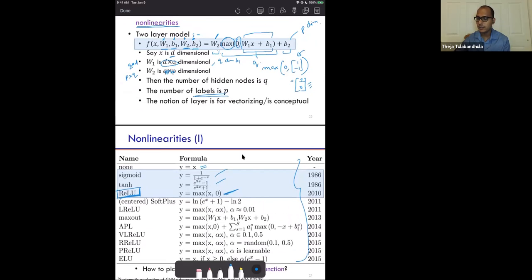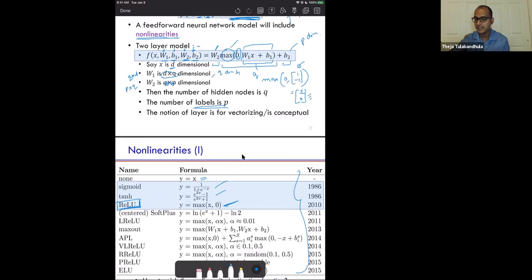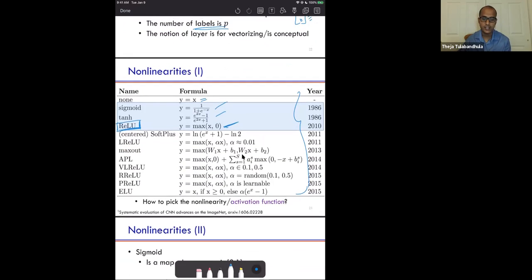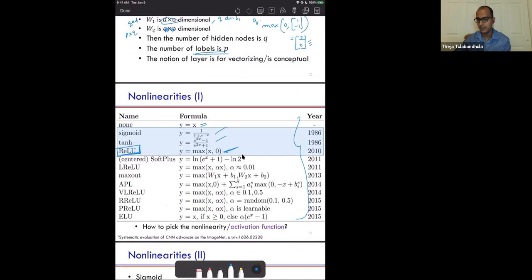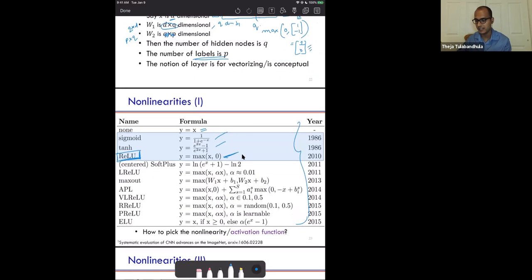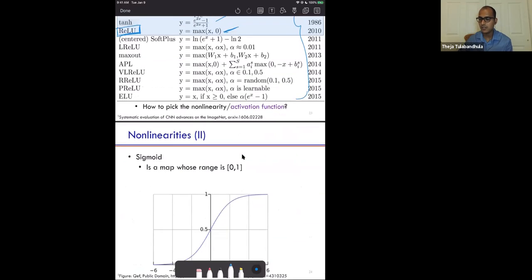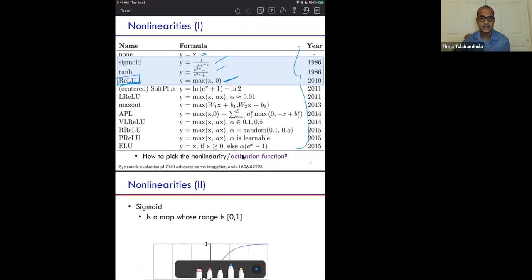And in this two-layer model, I specifically picked max of 0 and whatever the other input is. But why that, right? As I showed you, this is a menu of nonlinearities. So why can't we pick one of these? We can pick them, and certainly then the model will be a different model. Within the class of feedforward neural networks, it will be a different model specification. So let's actually spend some time on these nonlinearities just to get a sense of the nonlinearity aspect.